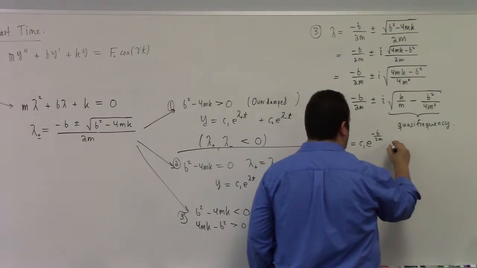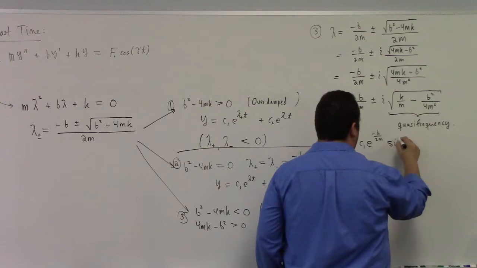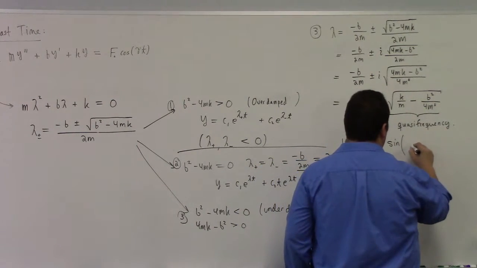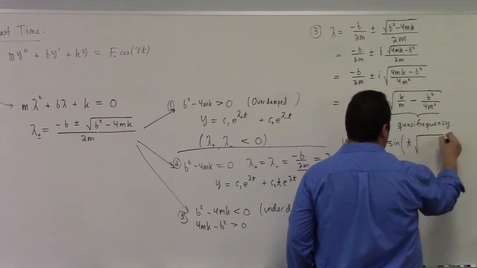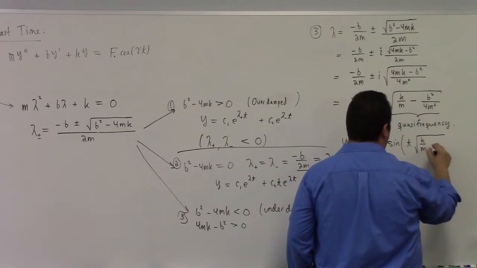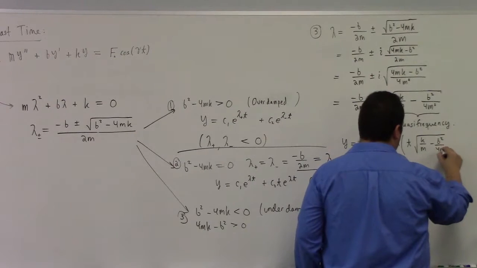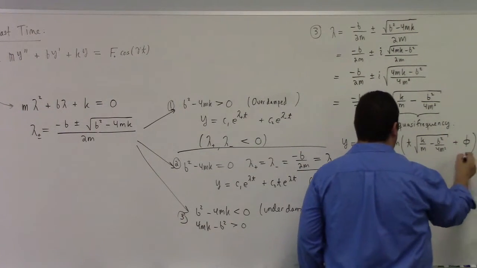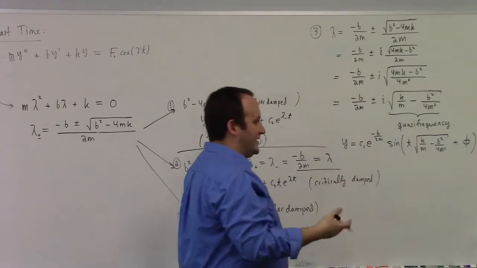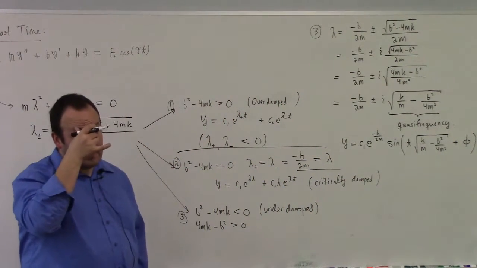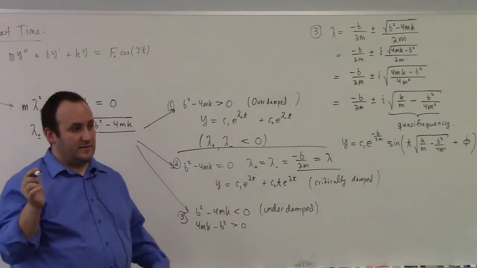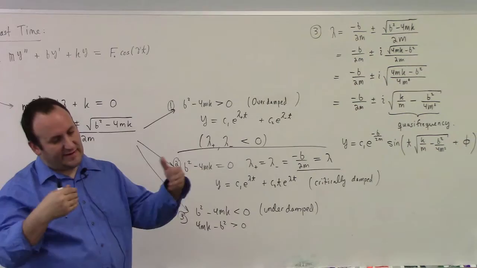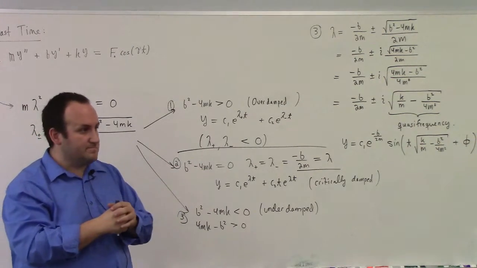And if you don't mind, I'm going to write it as a single sine of, let's say, t times the square root of k over m minus b squared over 4m squared plus some phase angle. That's just a snazzy way of writing a sine and a cosine at once, right? We can either write a sum of sine and cosines times exponentials, or you can just write one sine with a shifted phase.